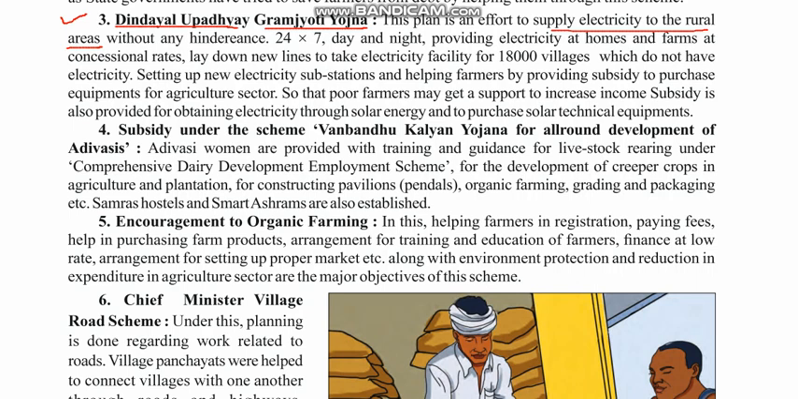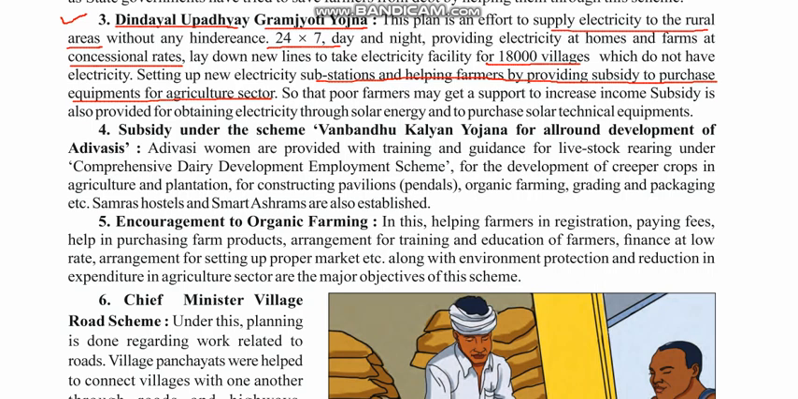See, this is a plan for rural areas to get electricity without hindrance, 24 hours, 7 days. It provides electricity at home and on the farm at a very concessional rate. It lays down new lines to take electricity facilities to 18,000 villages. The government is planning to connect almost 18,000 villages which do not have electricity. It also sets up new village electricity substations and helps farmers by providing subsidy to purchase equipment for the agriculture sector.